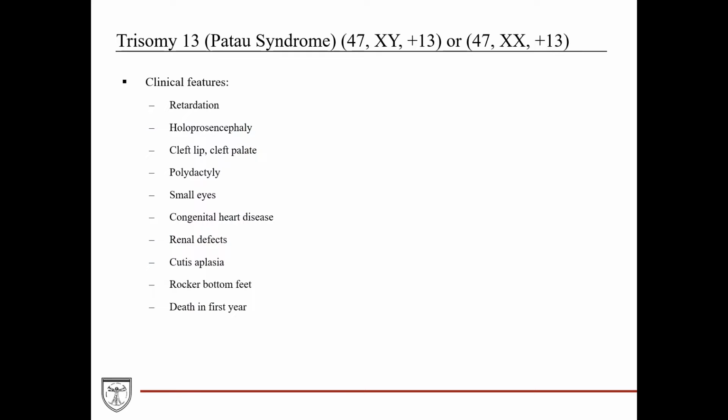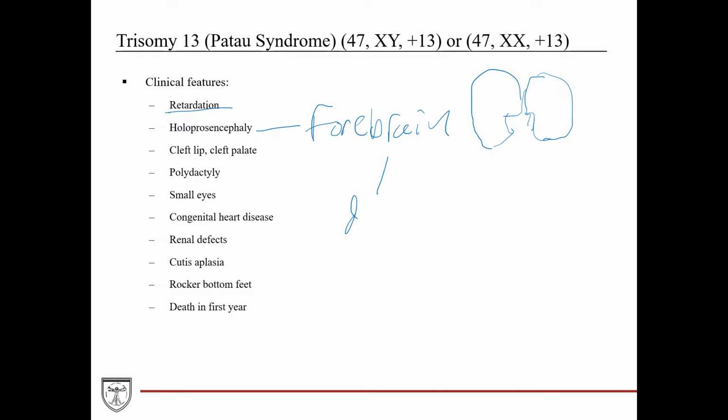Clinical features, so they'll have intellectual disability and holoprosencephaly. So if you remember, this is failure of the forebrain to develop into two hemispheres. Remember, the brain is essentially two hemispheres like this, so it doesn't divide and form these two. Just for review, the forebrain during neurodevelopment divides into the diencephalon and the telencephalon.